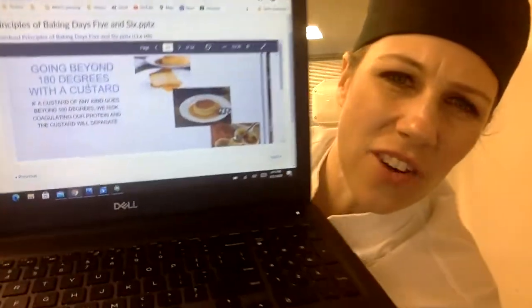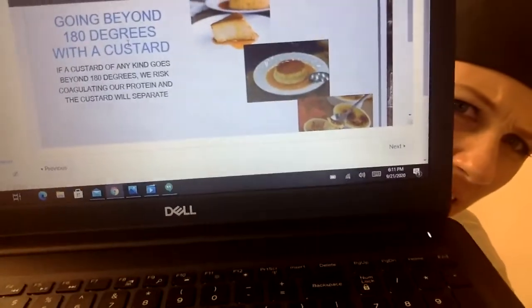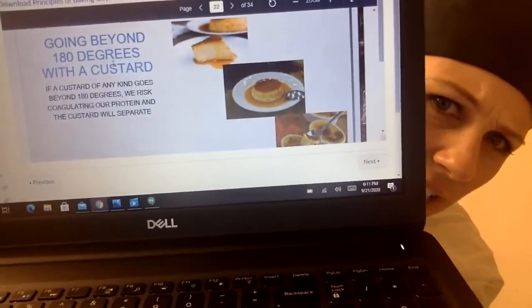If you go beyond that, you get those nice tunnels. Can you see them? It looks like cottage cheesy nasty, and that's not what we want. You want to get a better view of it? Go look at your PowerPoint.